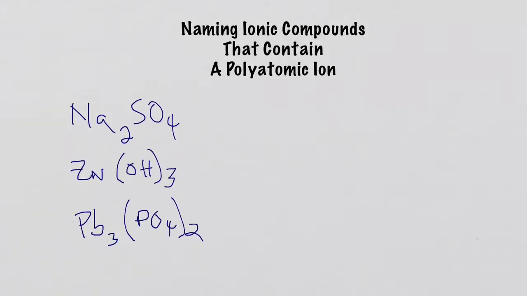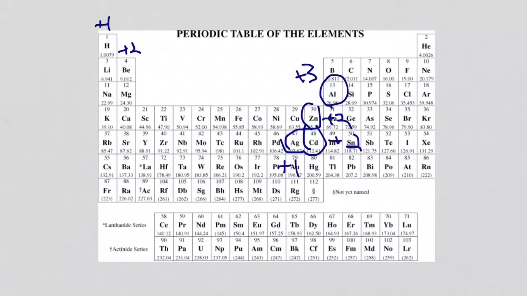Okay, so let's take a look at the third part of naming ionic compounds. In the first two videos on naming ionic compounds, we were looking at where the metals were on the periodic table. And if they only gave up the same number of electrons each time for a particular element, then we did not need a Roman numeral in the name to indicate the charge of the metal.